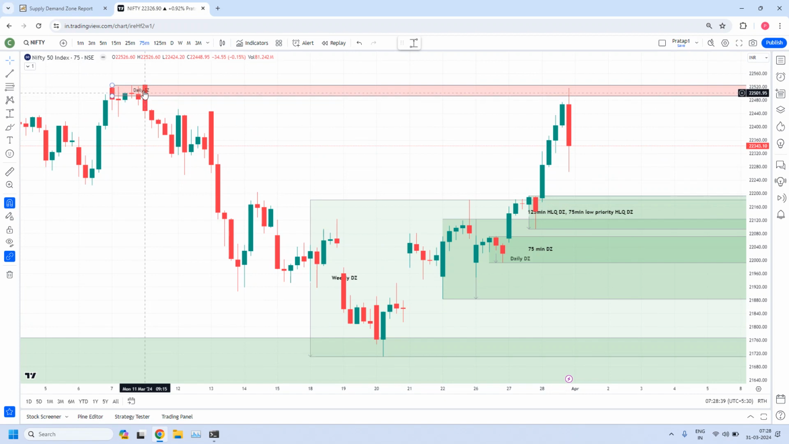The same thing you can consider inside the daily 75 minutes. We have a leg candle, 2 base candles, drop candle. That way you can assume. This is also a 75 minutes fine-tuned zone. So for the time being it will work as a resistance, this supply zone. Once this is violated, prices will go to the all-time high.